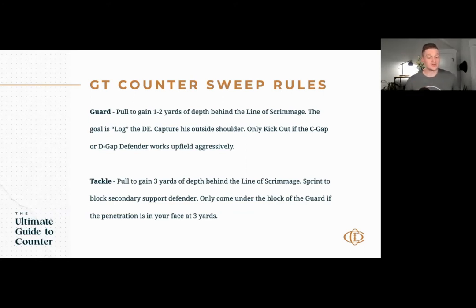Same thing with the tackle. If we're going to run GT counter sweep, again differentiating between trap and sweep, we're going to pull to gain 3 yards of depth behind the line of scrimmage. And we are running over the top, full speed, to block the secondary support defender. The only time we'd come under the block of the guard is if penetration from that edge defender is so deep that it's in our face at 3 yards, then we go ahead and turn it up, right? Because he's taken himself out of the play.